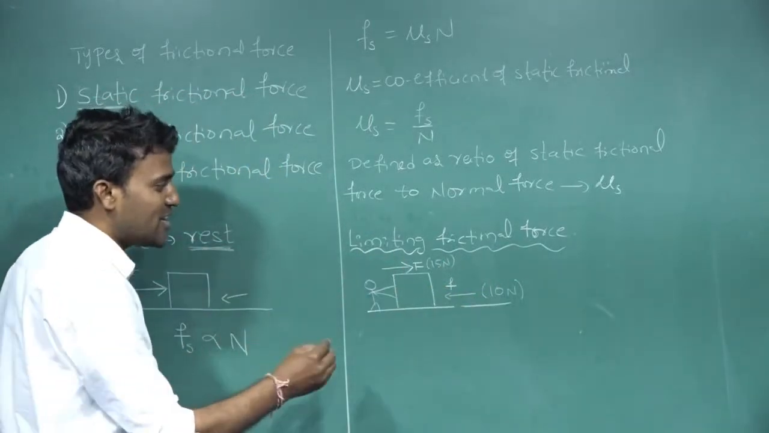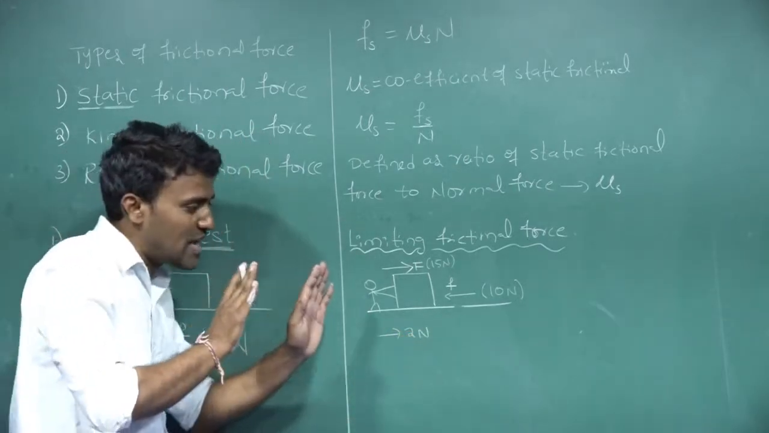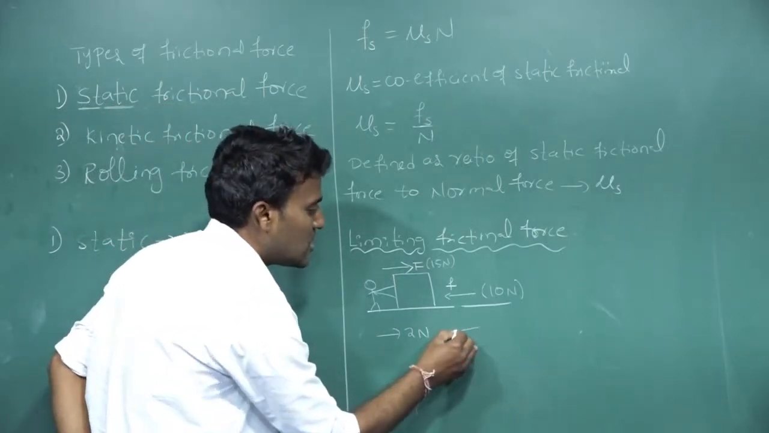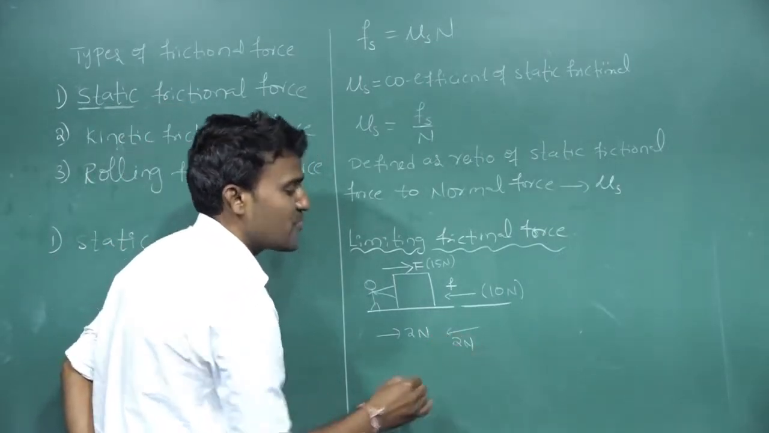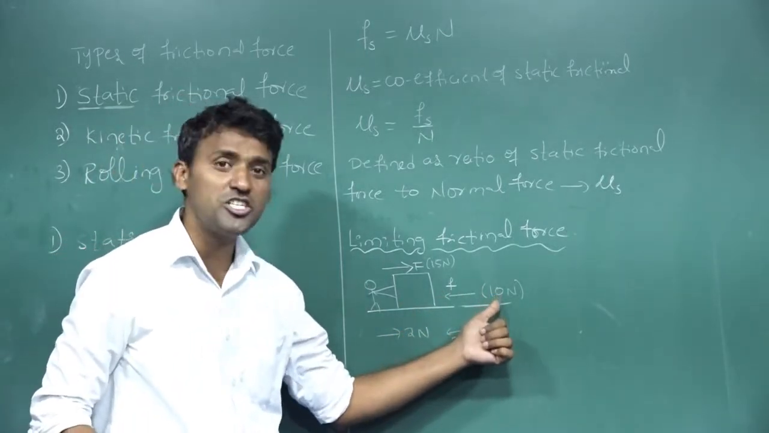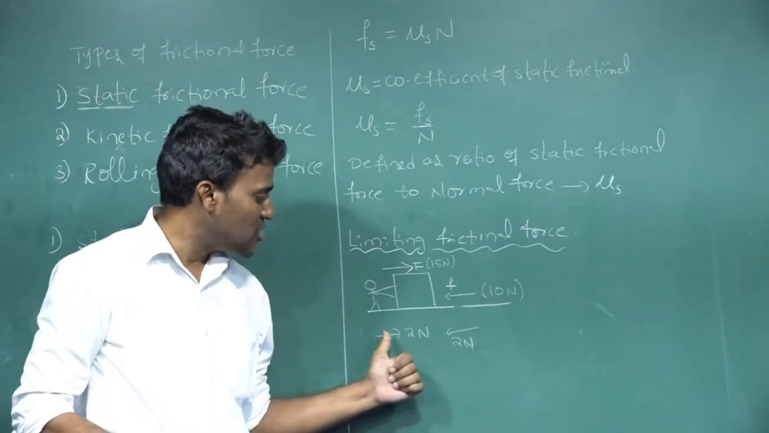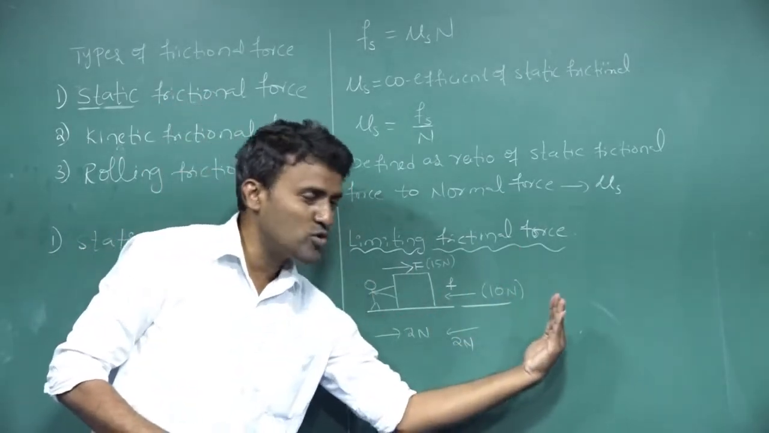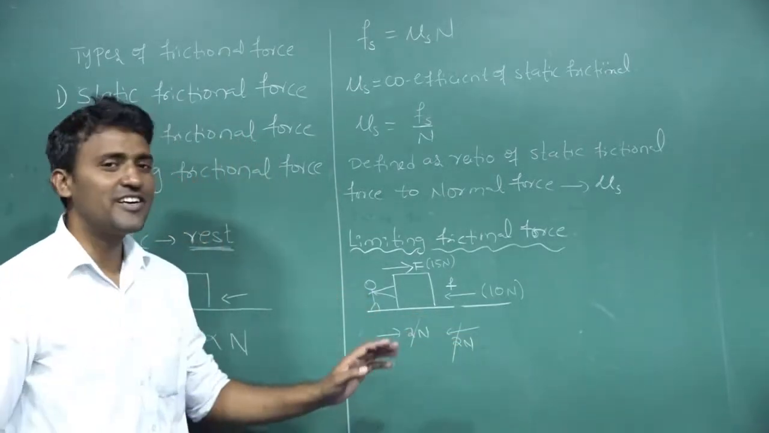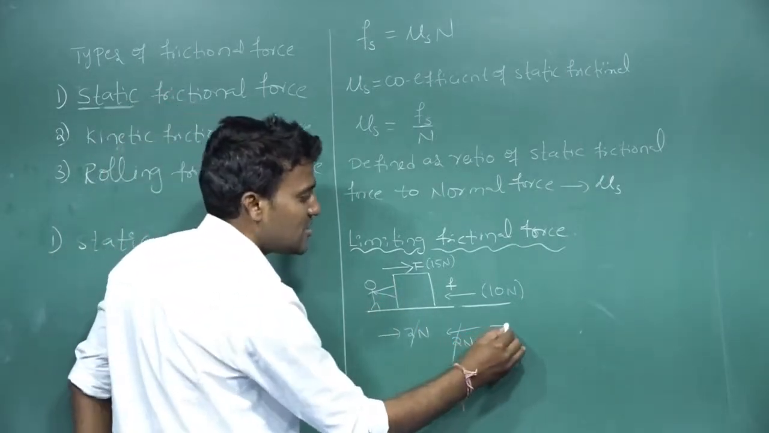First, what did he do? He applied a 2 newton force along this direction. At that moment, friction also applies only 2 newtons, though its capacity is 10 newtons. It never applies the full 10 newtons, just 2 newtons. The opposing force is also 2 newtons, so these two get cancelled. The resultant is 0, and the block is at rest.